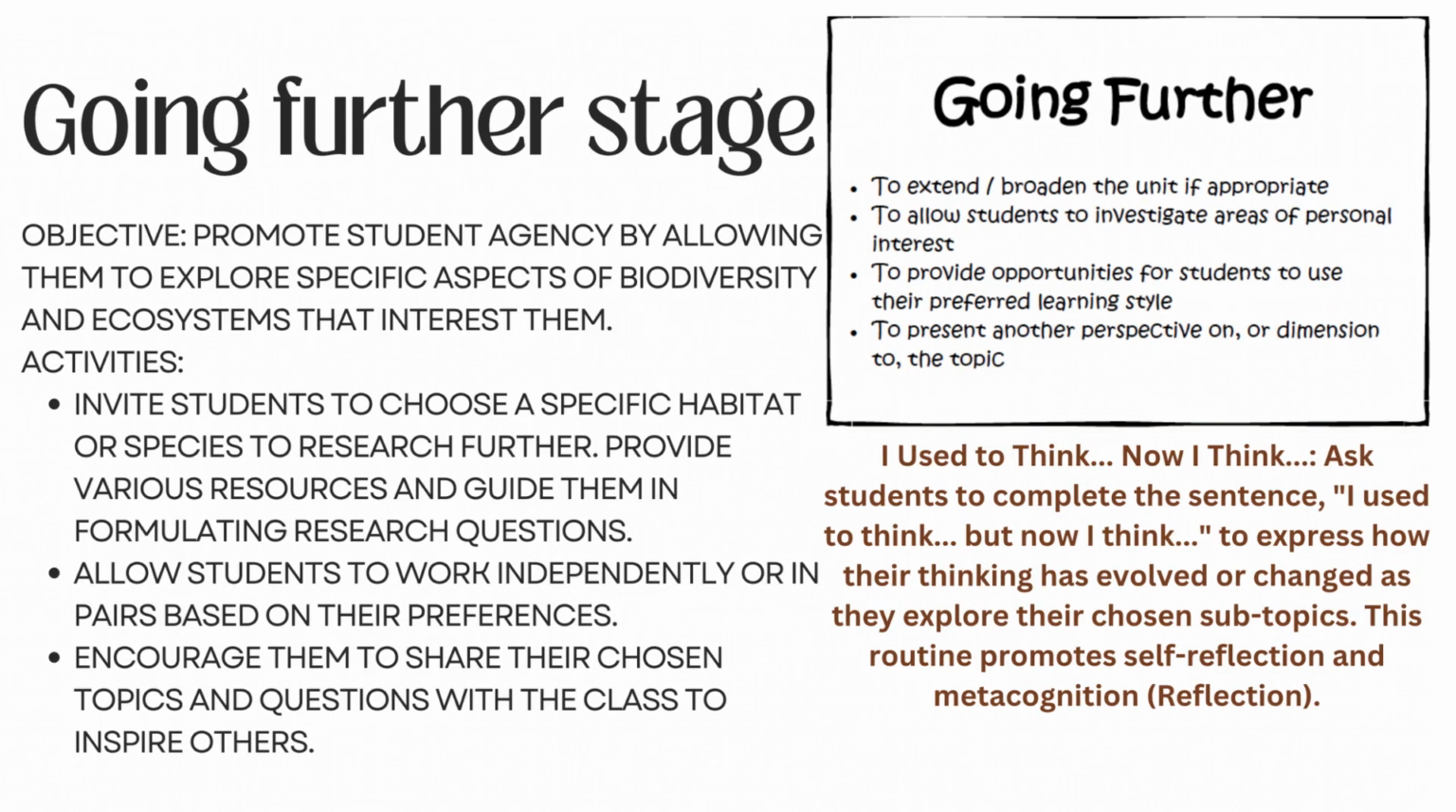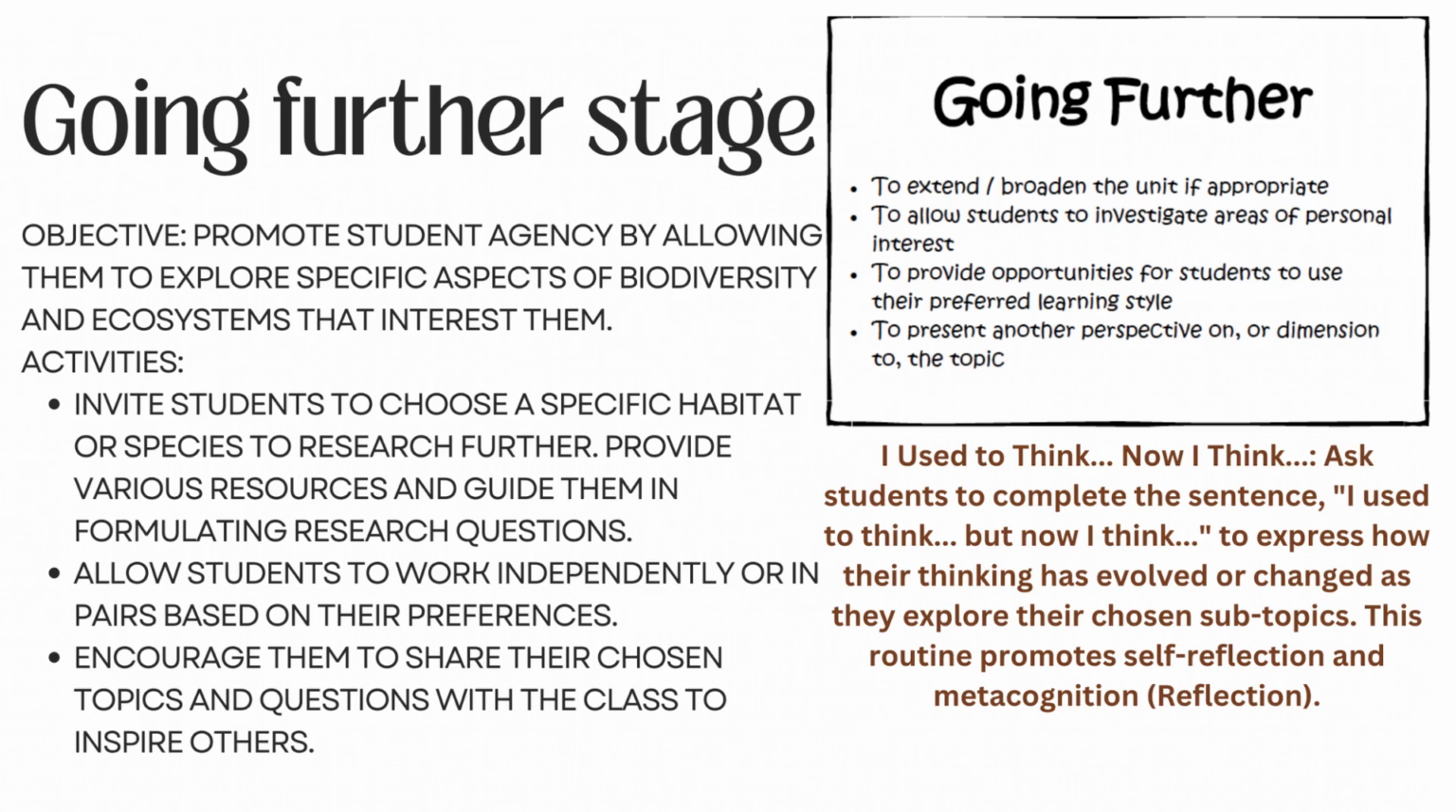Now moving ahead, the next stage is the going further stage. This stage basically promotes students' agency by allowing them to explore specific aspects of biodiversity, or the topic they are inquiring about and are interested in. Invite the students to choose a specific habitat or species to research further. Provide various resources and guide them in formulating research questions. Allow students to work independently or in pairs based on their preferences.